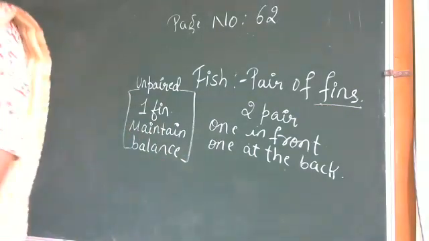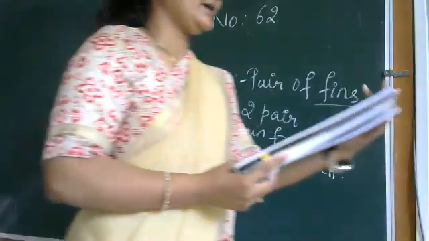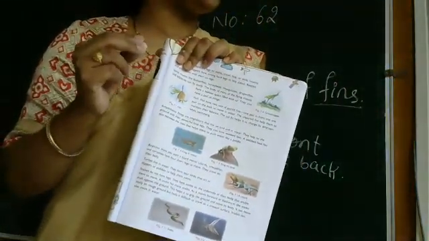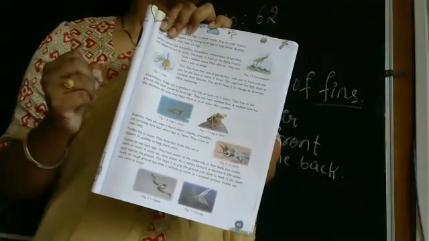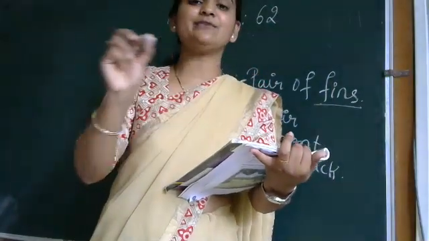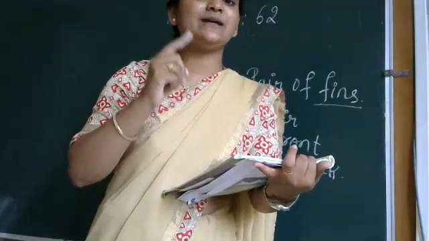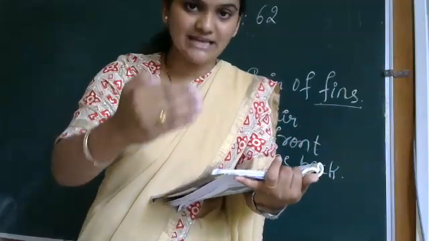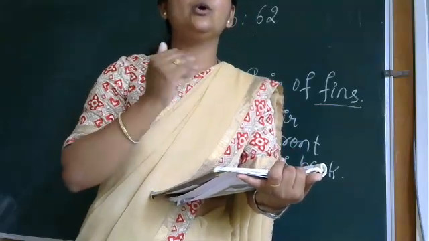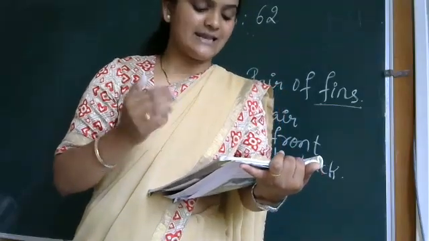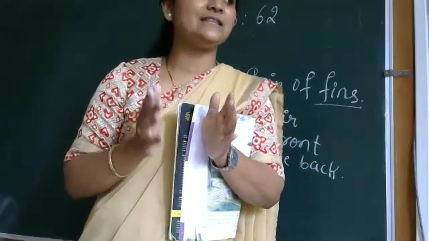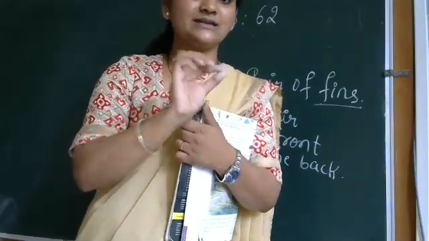Please underline, children. Take pencil, everyone. Fish have two sets of paired fins. In that, one pair is in front and one pair is at the back to move in the water. Next, the unpaired fin helps to maintain the balance in the water. Did you get it?